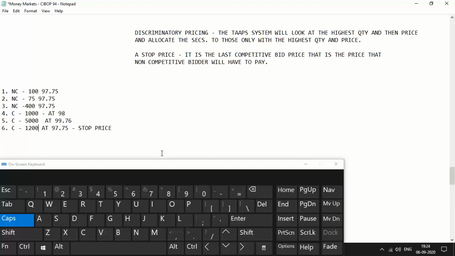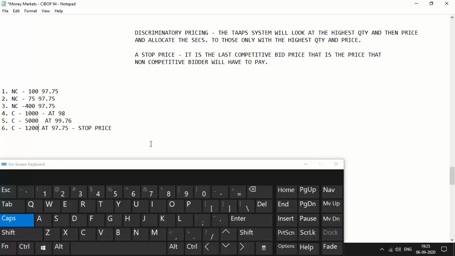And is this called discriminatory pricing? Yes, yes. Okay. See, in discriminatory pricing, what does the word discriminatory mean? It means you're giving preferential treatment to one person over the other. You're discriminating, okay? Meaning the person who gives you the highest bid should get it.